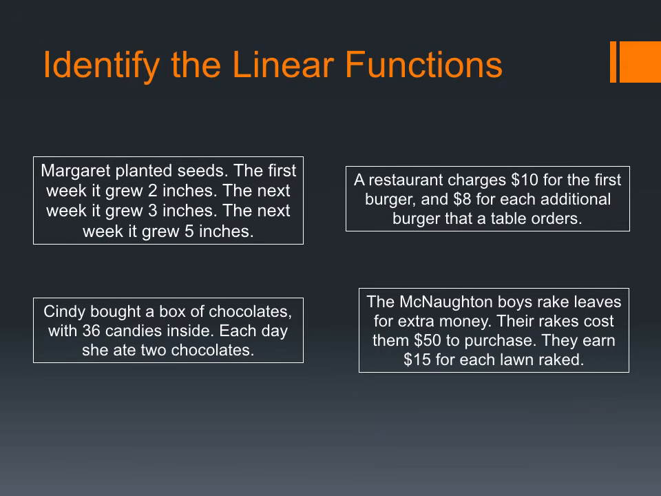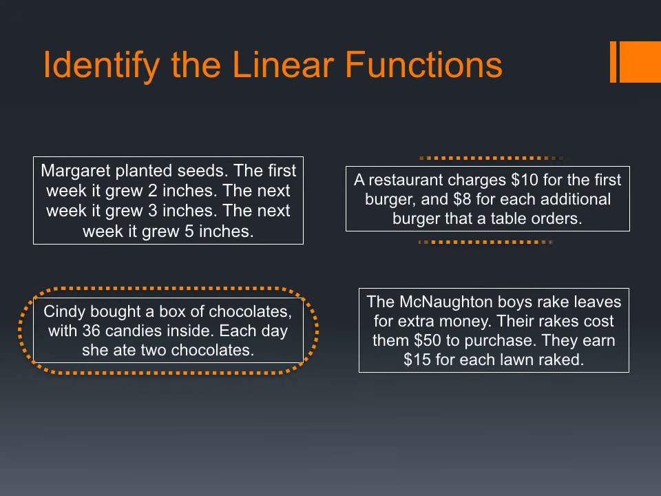Bottom left problem. Cindy bought a box of chocolates with 36 candies inside. Each day she ate 2 chocolates. So this is showing a negative constant rate of change. It's linear. A restaurant charges $10 for the first burger and $8 for each additional burger that a table orders. Even though the first burger costs more money, because each additional burger costs the $8, this is linear.